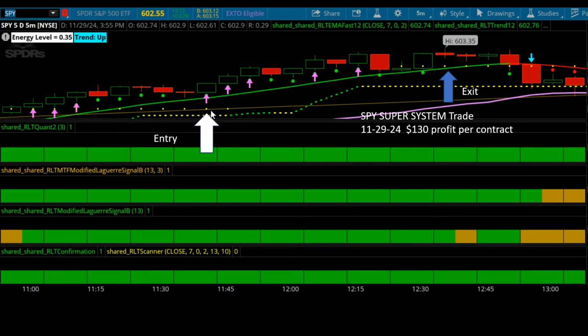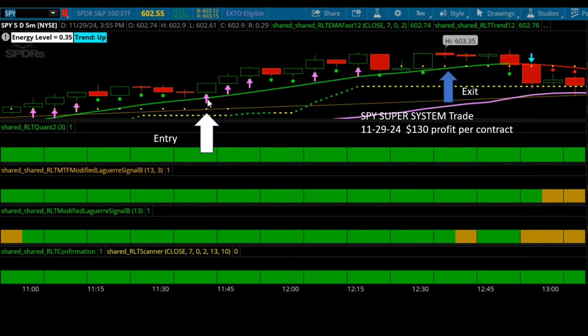And again, another SPY super system trade. I'm going to throw these up on the screen so you can see them. Again, you see the 15 EMA right there. Remember, that's the support resistance level. Take it right there. There you go. Enter it here, out of here. $130 a contract on the SPY super system on these.